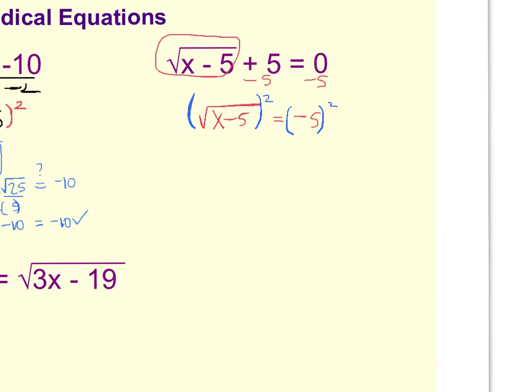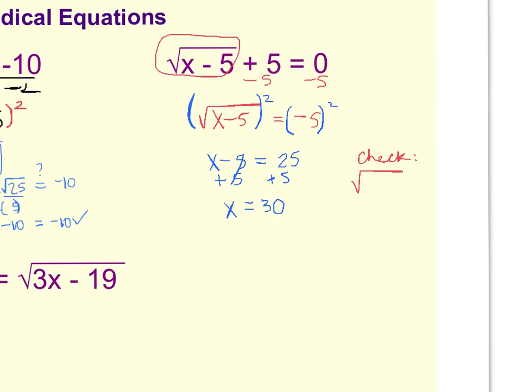So the square cancels out the square root. You're left with everything underneath, the x minus 5. And then when you square a negative 5, you get a positive 25. Alright, then we will go ahead and add 5 to both sides, and we get x equals 30. But does x really equal 30? That's why we'll just do our check, see if this one works out or not.